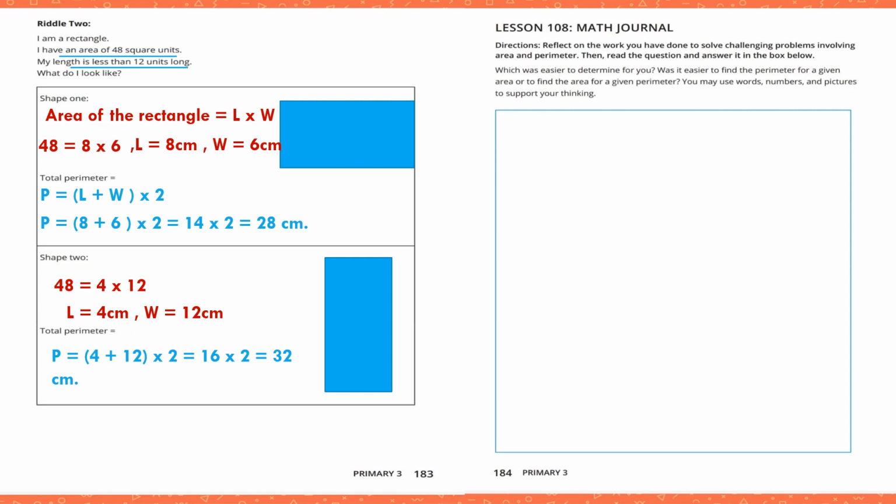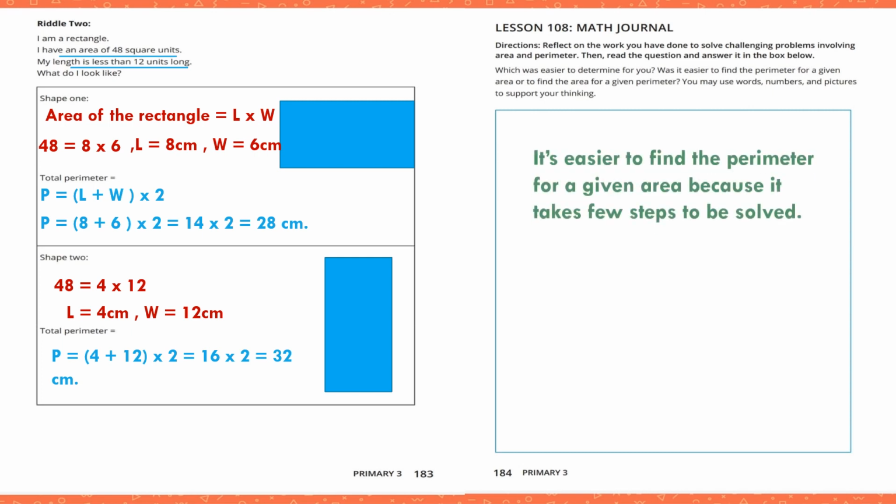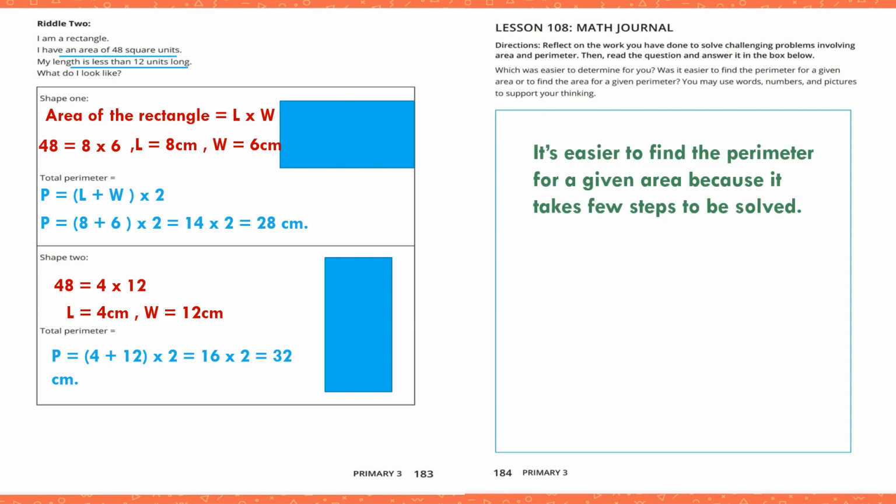Now let's move to the math journal. Which was easier to determine for you? Was it easier to find perimeter for a given area or to find an area for a given perimeter? It's easier to find the perimeter for a given area because it takes fewer steps to be solved.